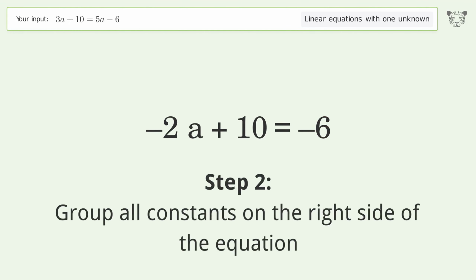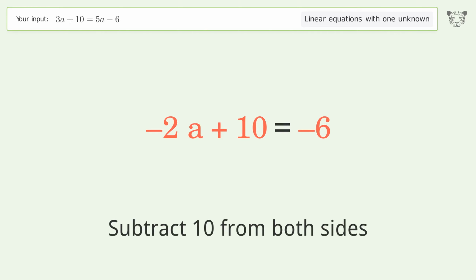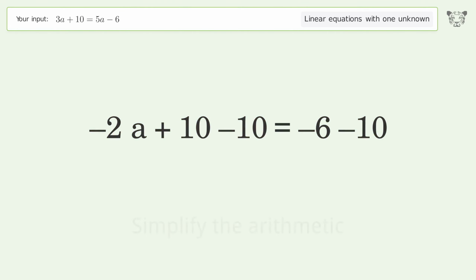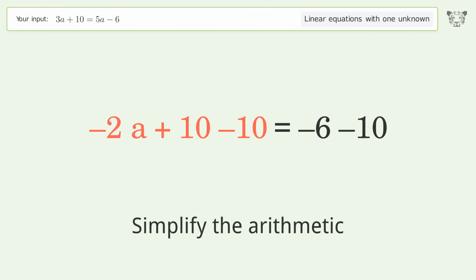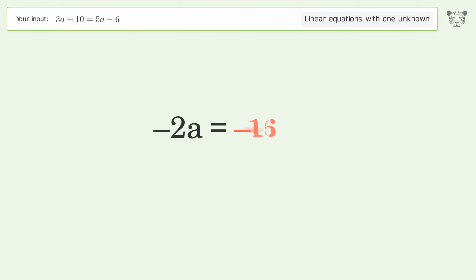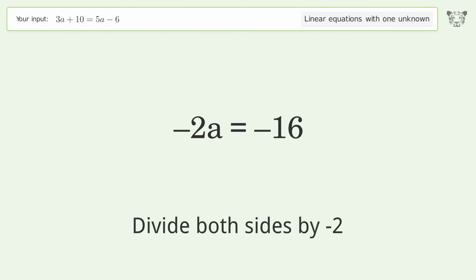Group all constants on the right side of the equation. Subtract 10 from both sides. Simplify the arithmetic. Isolate the a. Divide both sides by -2.